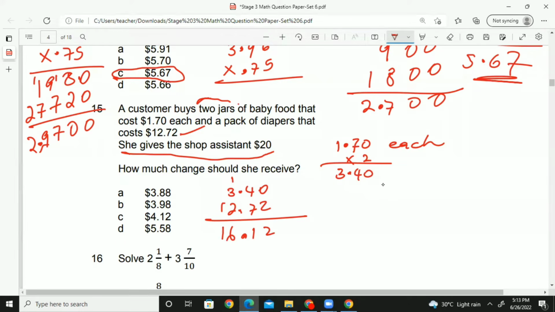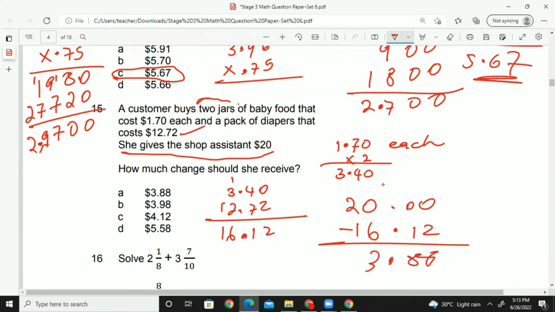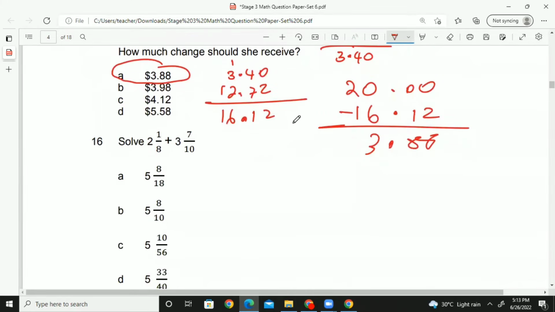$16.12 is what everything came to. So basically then we're going to subtract the $16.12 from the 20, right? And then we're getting $3.88. We're looking for that. It's at the top. And there it is. We have conquered that. Let's see what else is coming.